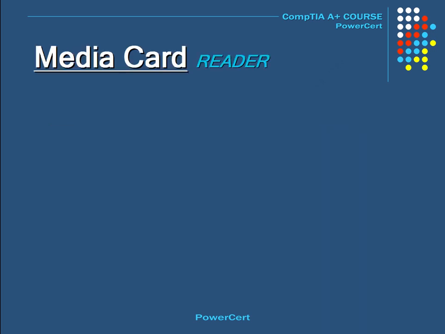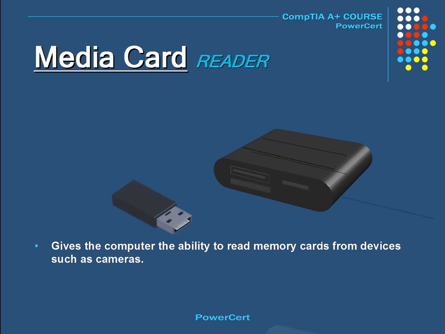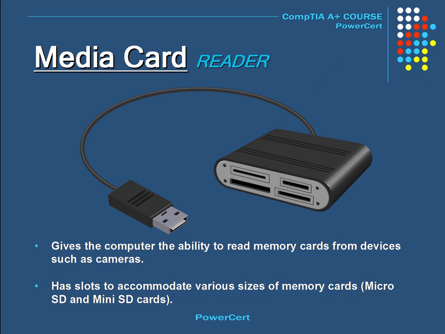A media card reader gives the computer the ability to read memory cards from devices such as cameras. It's a small device that usually has a USB cable attached at one end that connects to a computer. The body of the reader has slots to accommodate various sizes of memory cards, for example, micro SD and mini SD cards. Once installed, the data from the memory cards can be read and transferred to the computer.